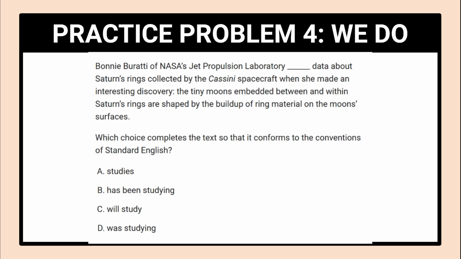We're also seeing that the past progressive tense is correctly showing us an ongoing action in the past that was occurring at the same time another event occurred in the past. So she was studying and she made an interesting discovery. All of this occurred at the same time. So based on that, we would arrive at D as our answer.